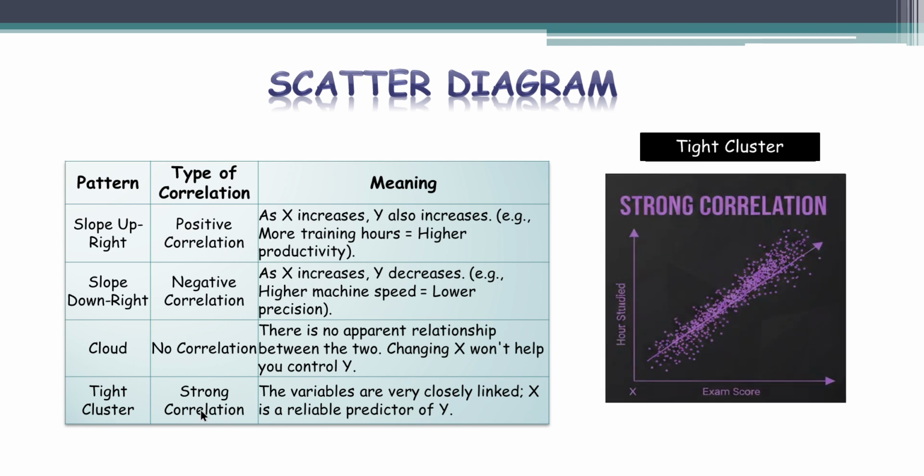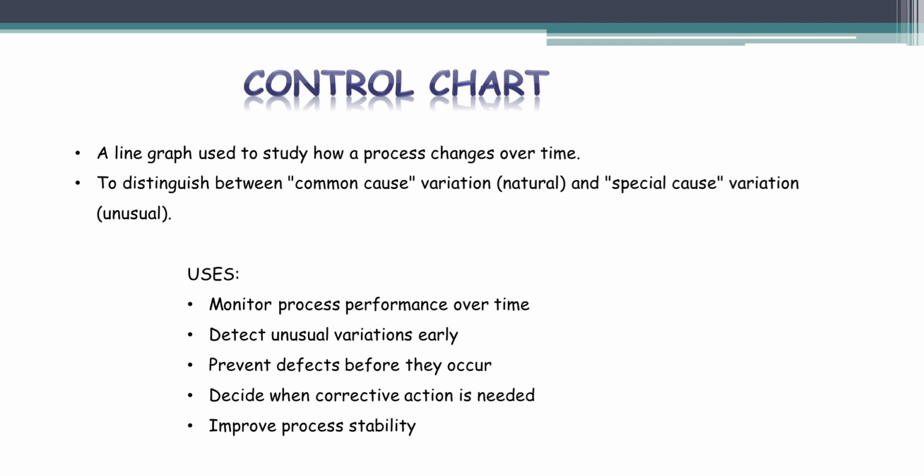Next is tight cluster. It is a strong correlation. The variables are very closely linked. X is a reliable predictor of y. Next is control chart. Control charts are used to monitor whether a process is stable and performing consistently over time.